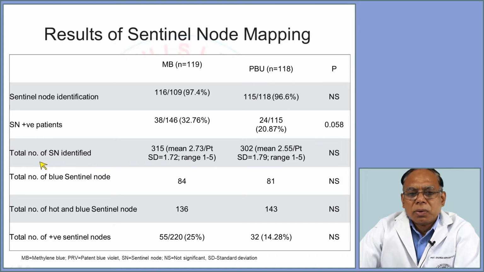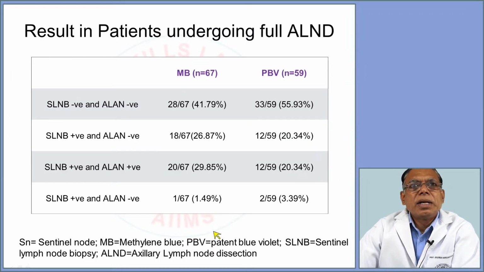Total number of sentinel nodes identified with the methylene blue was with a mean of 2.73 and a standard deviation of 1.7. Again, very similar, 2.55 is the mean with patent blue with a standard deviation of 1.7. So we could identify the blue sentinel nodes with the help of methylene blue, which was exactly similar to that achieved by patent blue violet.